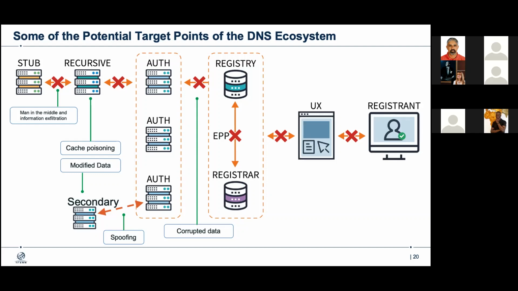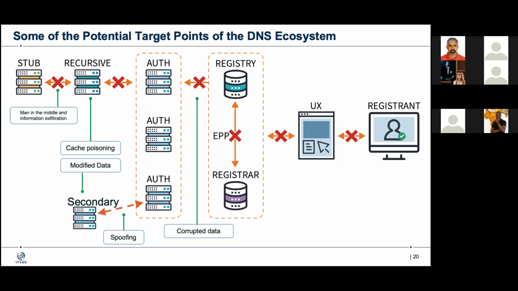Then let's look at between the recursive resolver and the authoritative name servers. An attacker could try to change the actual response to be a spoofed response and inject those spoofed responses onto the recursive resolver. We call this a cache poisoning attack, where the attacker is able to change the DNS data and inject it directly into the cache of the recursive resolver. So this is known as a cache poisoning attack.